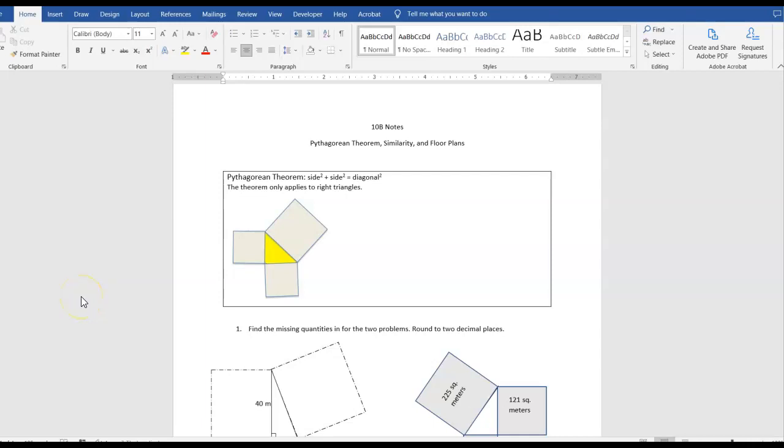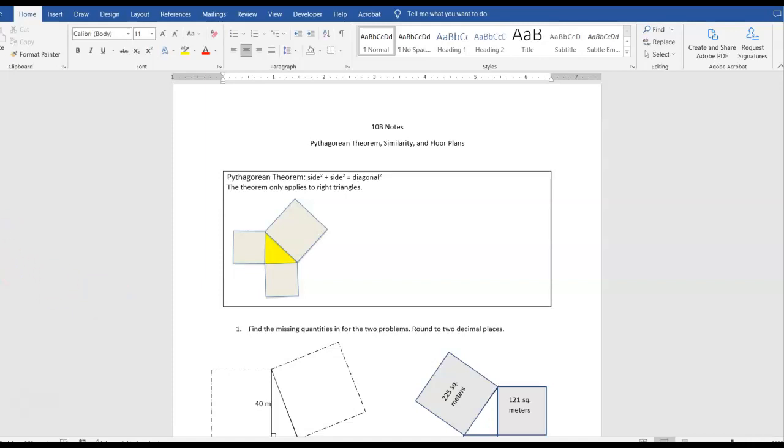In this lesson, we're going to look at Pythagorean's theorem, similarity, and floor plans. Pythagorean's theorem is side squared plus side squared equals the diagonal squared. I know a lot of people have thought of it as a squared plus b squared equals c squared, but if we don't remember which is a, b, and c, then we're not sure where to put them. This is why I like to use side squared plus side squared equals the diagonal squared.